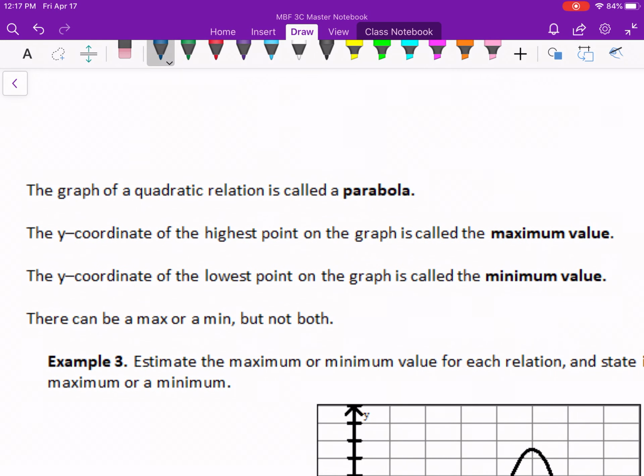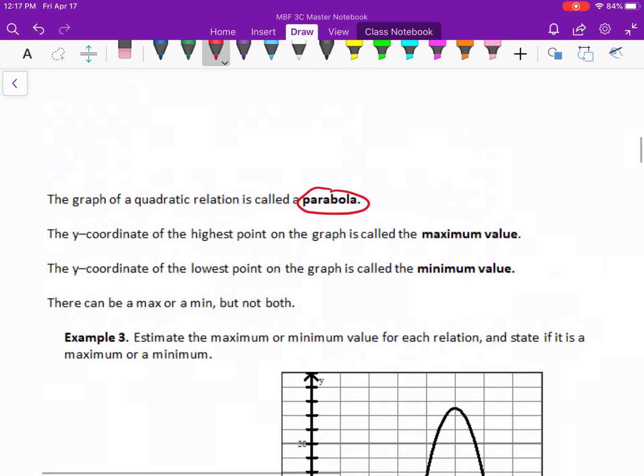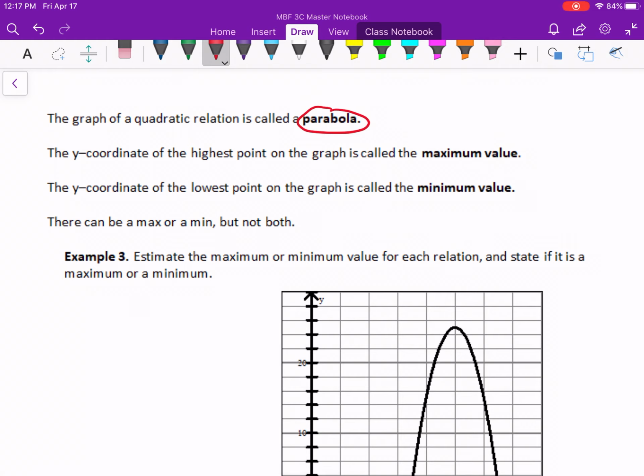The graph of a quadratic relation is called a parabola. That's a term you've probably heard before. Parabola. So that's just what we call that U-shaped graph. The y-coordinate of the highest point on the graph is called the maximum value. The y-coordinate of the lowest point on the graph is called the minimum value. There can be a max or a min, but not both.